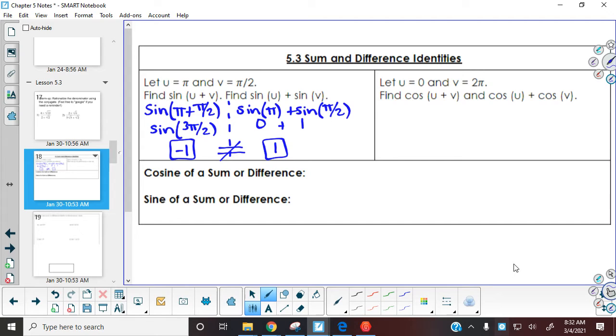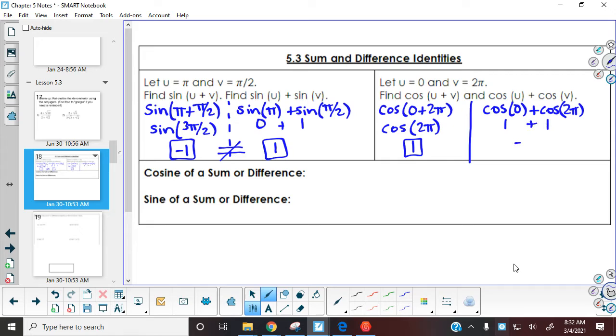If we take a look over at the cosine side, u is 0, v is 2 pi. So cosine of 0 plus 2 pi. If we think about 0 plus 2 pi, that is just 2 pi. So if you go 2 pi around your unit circle, your x value in this case, since we're looking at cosine, is 1. If we take a look at the one on the right and split it up, cosine of 0 plus cosine of 2 pi, each one of those will give an output of 1, and 1 plus 1 is 2. And so again, when we look at these, we recognize that these are not equal.